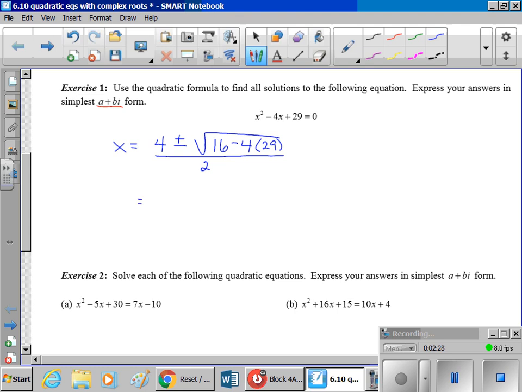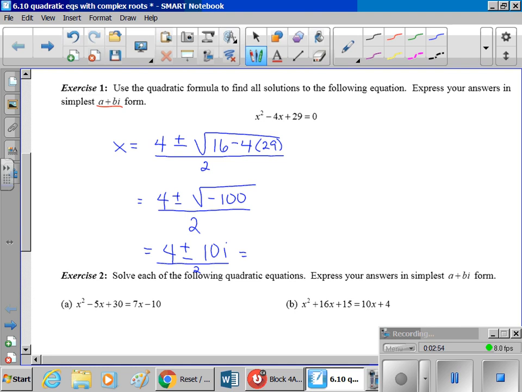Some of the math I do in my head as I'm going, because it just makes it a little simpler. My advice is simplify your discriminant. So 16 minus 4 times 29 is negative 100. Again, calculator, divided by 2. So this is equal to 4 plus and minus 10i, divided by 2.